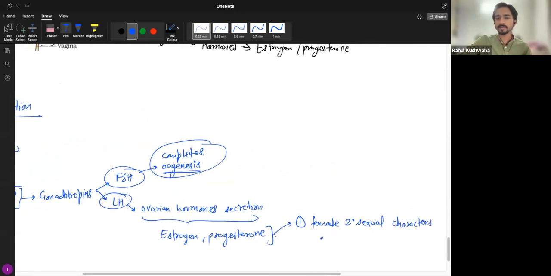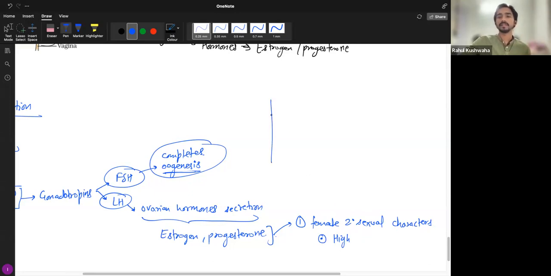So what are secondary sexual characters in females? Let's list them out so that we are done. Female secondary sexual characters: the voice becomes high pitched because no Adam's apple protrusion is there. So females have this after reaching puberty. So this is where puberty is hit, right? When estrogen and progesterone start forming, the female undergoes puberty.